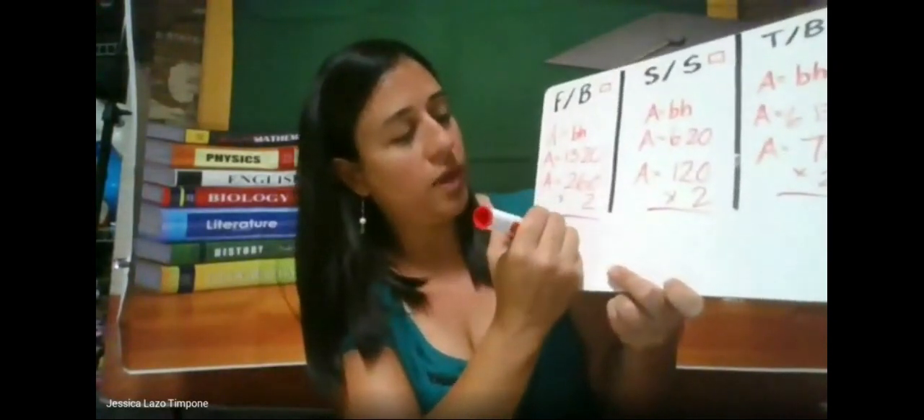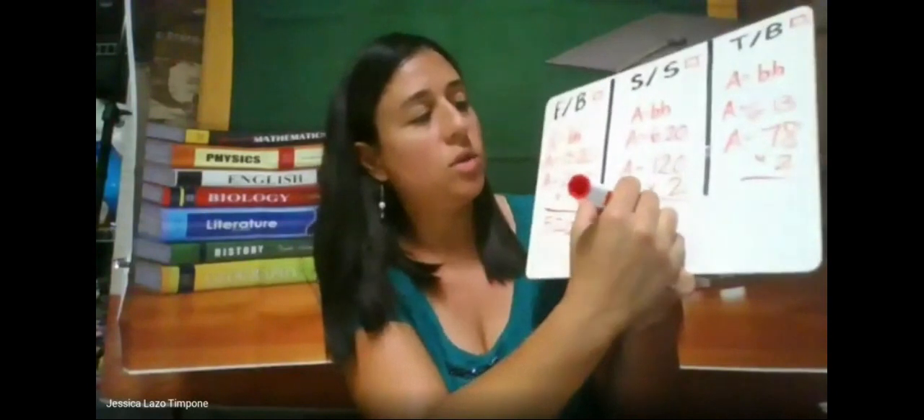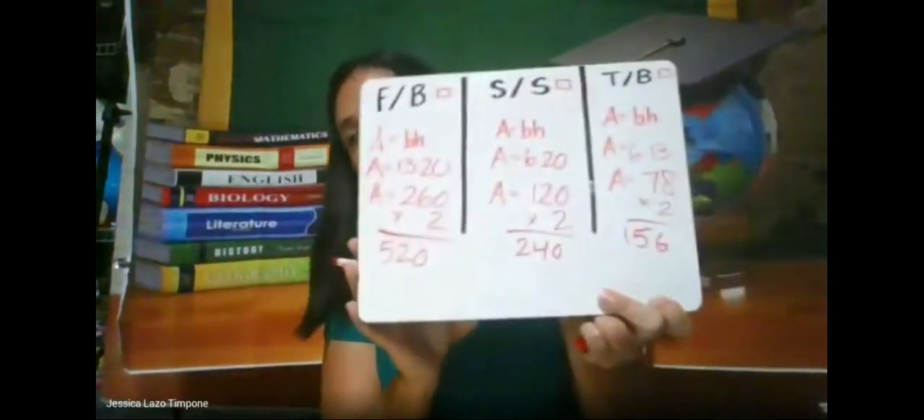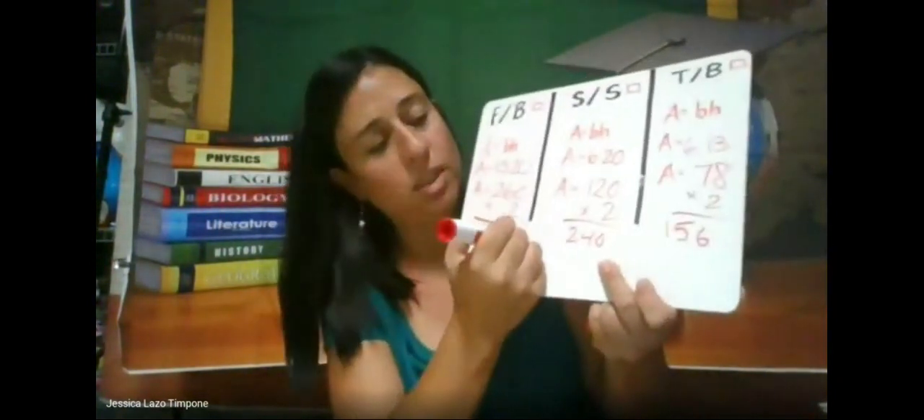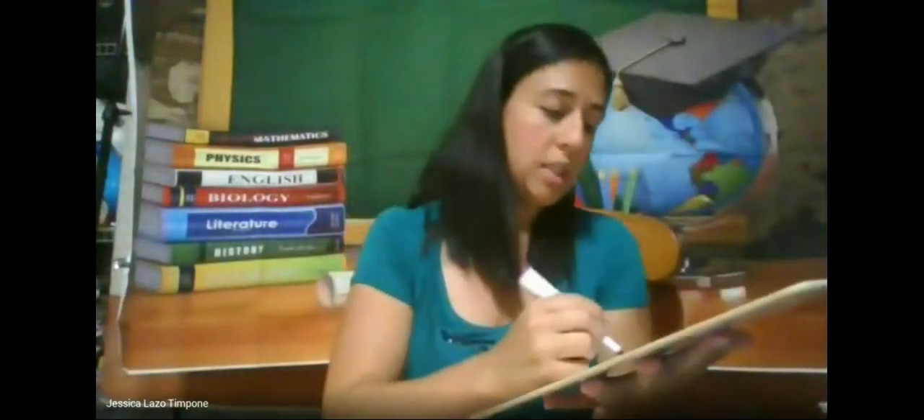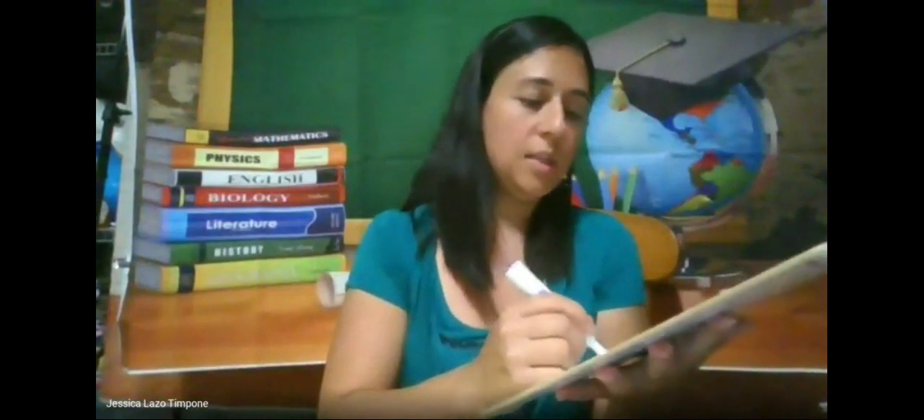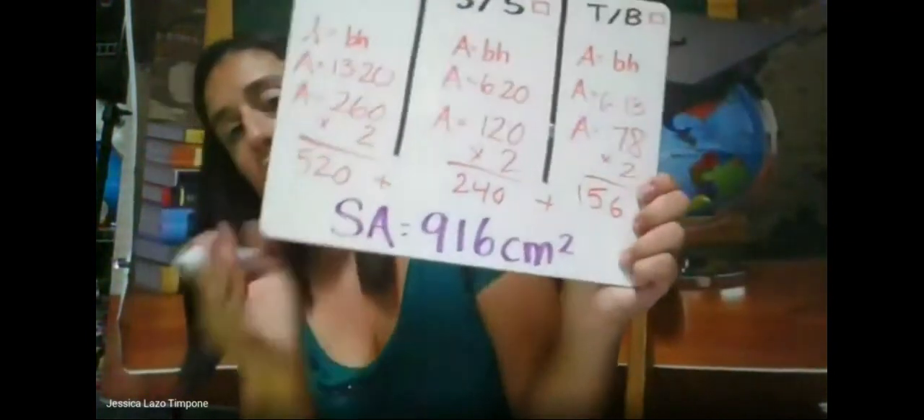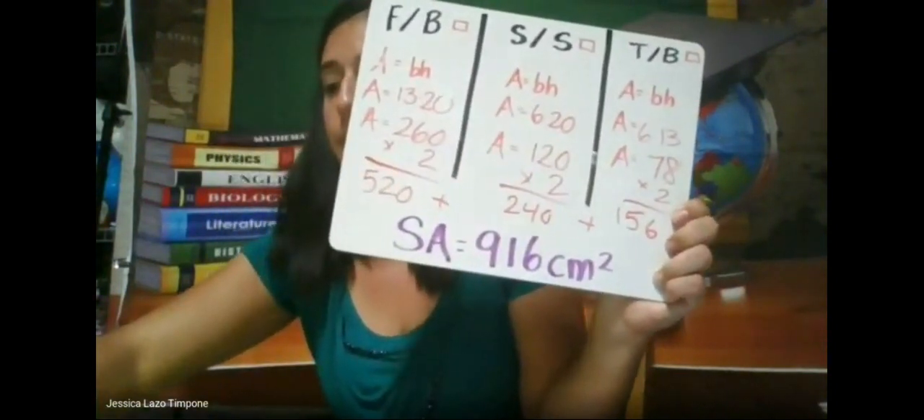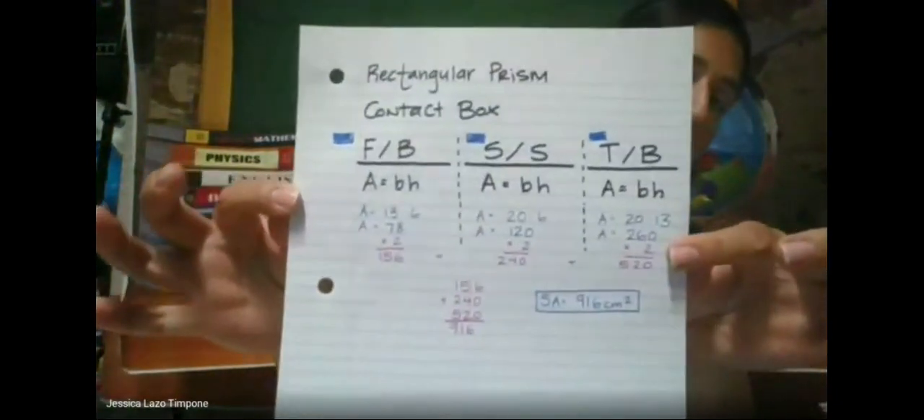So 260 times 2 is 520. 120 times 2 is 240. And 78 times 2 is 156. So now that I have all 3 measurements, I'm going to add them all together. And when I add them all together, I get 916. So I'm going to say that my surface area is 916 centimeters squared because it's area. So that's surface area and centimeters squared because it is flat and it is area. And if you want to copy my work, you can pause the video right here because this is what your work should look like.